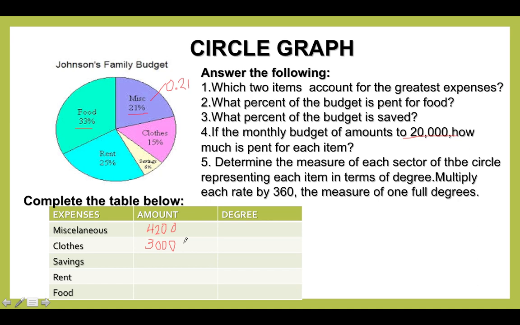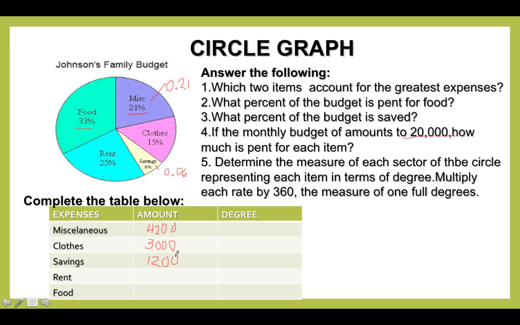Ang savings nila is 6% lamang, that's 0.06, tama? Kapag nag-move ka ng 2 decimal places, ang equivalent ng 6% is 0.06. So kung imultiply mo siya ng 20,000 times 0.06, ano yung makukuha mo? Tama, no? That's 1,200.